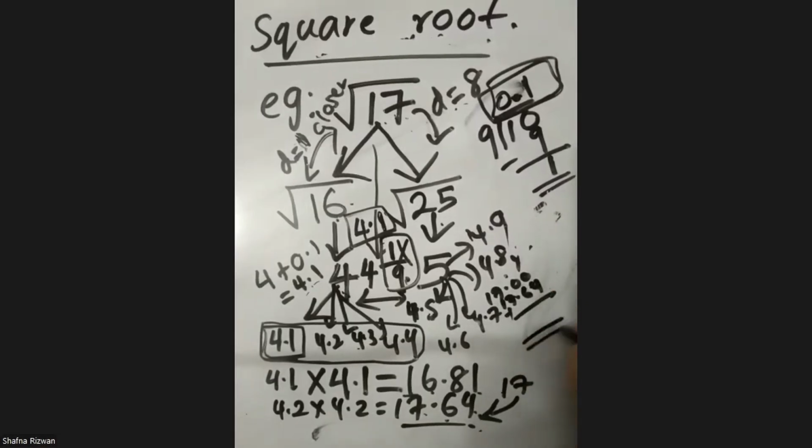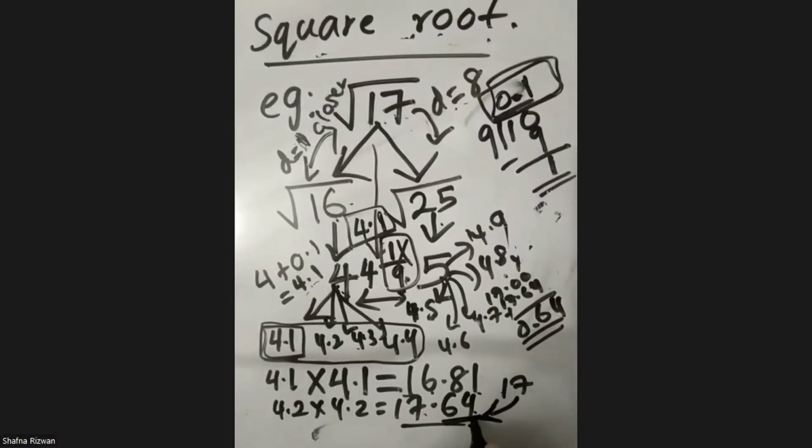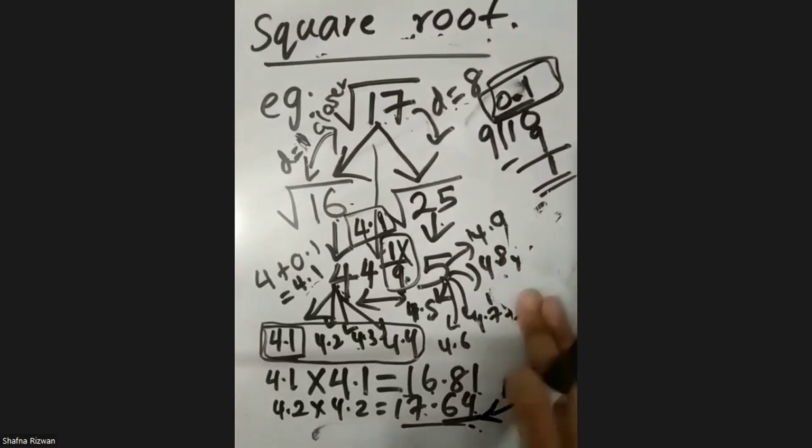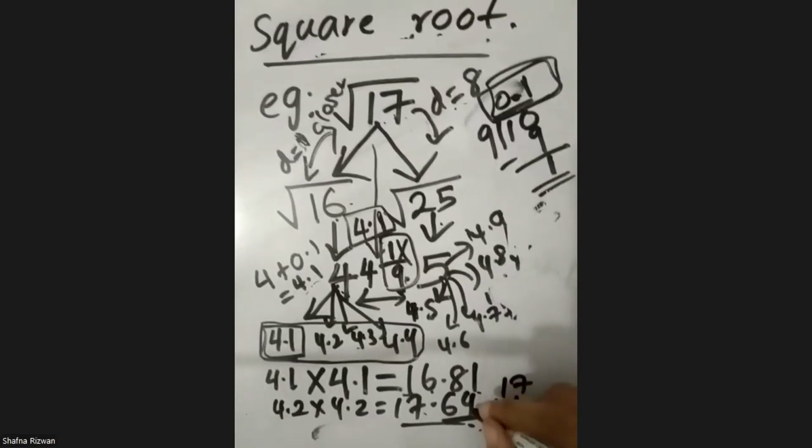17.64 goes means how much? 0.64. See here, in the decimal place you have 64. You don't have to do it like this, you can do it like this. Here in the decimal place you have 64, so it's decimal, so from 0.100 minus 0.64, how much will you get?